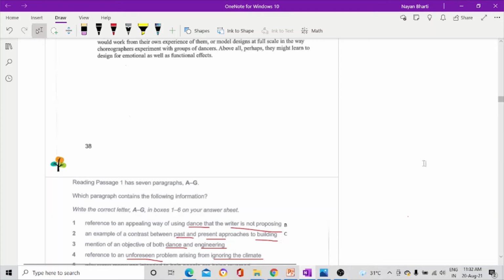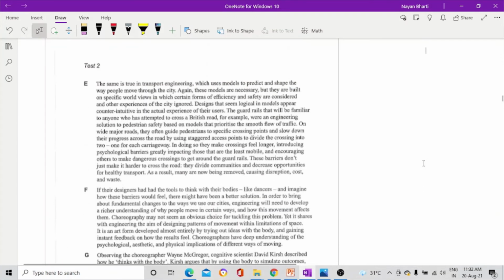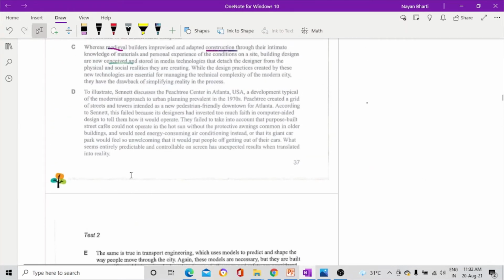Let's see what is in the D paragraph. To illustrate, Sennett discussed the Peachtree Center in Atlanta, a development typical of the modernist approach to the street and tower. According to Sennett, it failed because the designer has invested too much faith in computer-aided design to tell how it would operate. They failed to take into account that the purpose-built street cafe could not operate in the hot sun without protective awnings. Okay, I got the answer. So could not operate in hot sun.